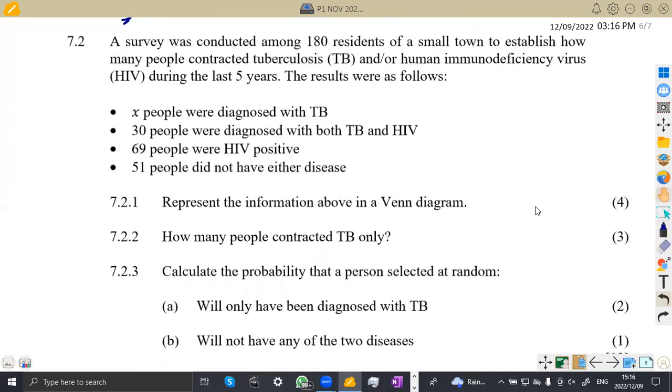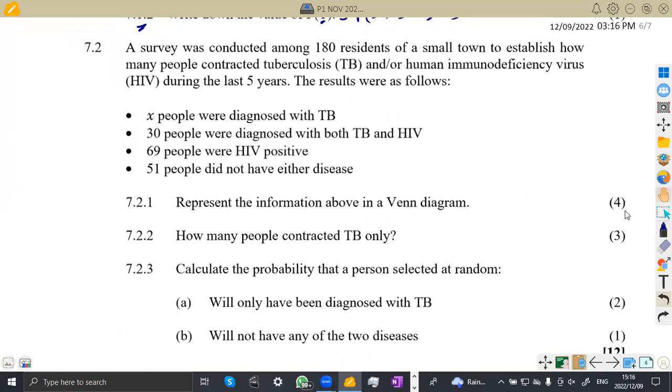On 7.2, we are given that a survey was conducted among 180 residents in a small town to establish how many people contracted tuberculosis, which is TB, or human immunodeficiency virus, which is HIV, during the last 5 years. The results were as follows. So you're given a survey of those who contracted TB and also contracted HIV. Not HIV/AIDS, but just HIV, guys. These are two things, okay? So this is HIV and TB.